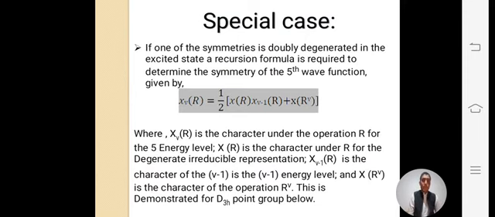Special case: if one of the symmetries is doubly degenerate in the excited state, a recursion formula is required to determine the symmetry of the wave function, given by the equation in this slide.